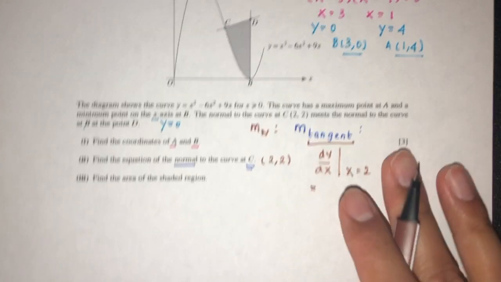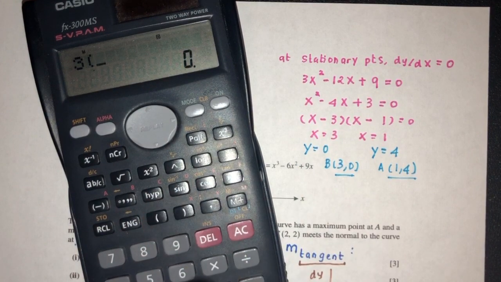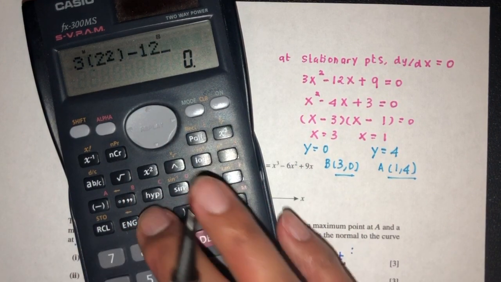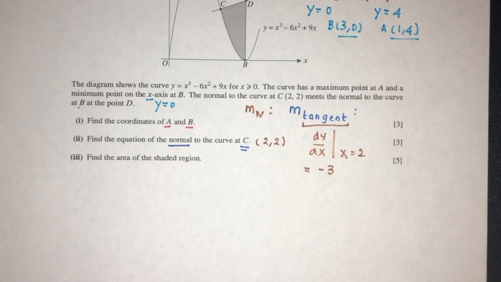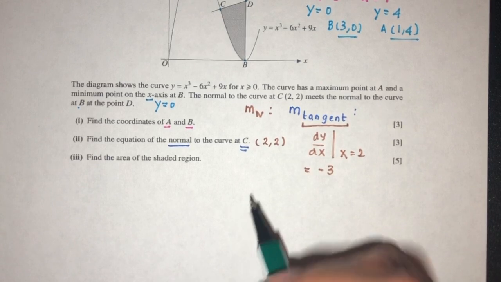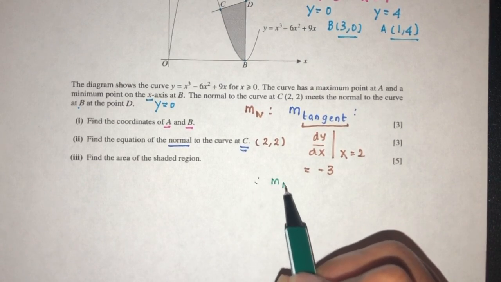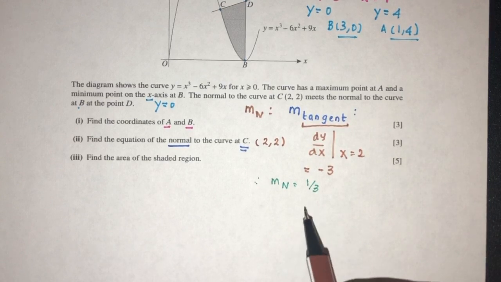Let's see, what do we have? Replace, this is dy by dx, 3 times 2 squared minus 12 times 2 plus 9. That should be minus 3. That should be minus 3 as my value of dy by dx. Okay, great. So what else do we need to have? From this, I can conclude that the gradient of normal has to be 1 over 3. Because tangent and normal are at 90 degrees to each other, they are perpendicular to each other. Because of that, we can derive this.